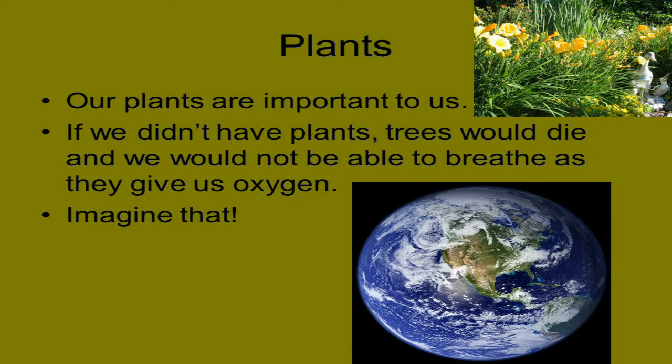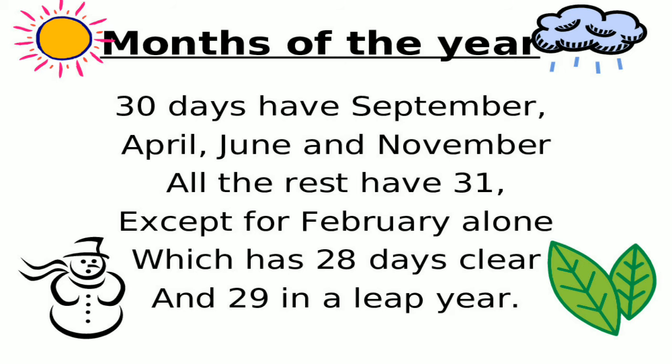So now we are going to learn the next slide, and it's a leap year. How many days does a leap year have in the month of February? In the month of February, in a leap year, there are 29 days. 30 days have September, April, June and November, and all the rest have 31, except for February alone, which has 28 days, and 29 days in a leap year.